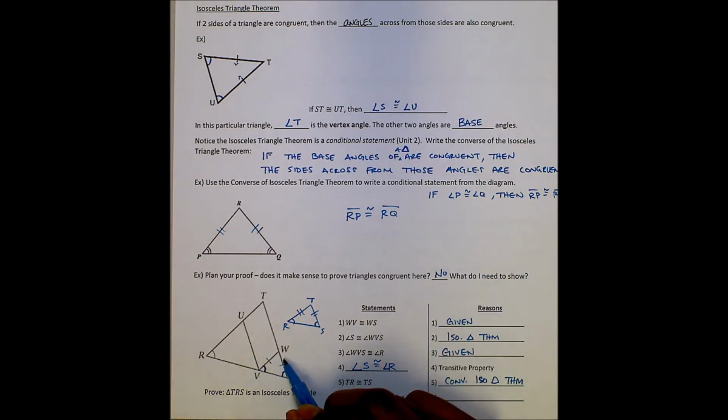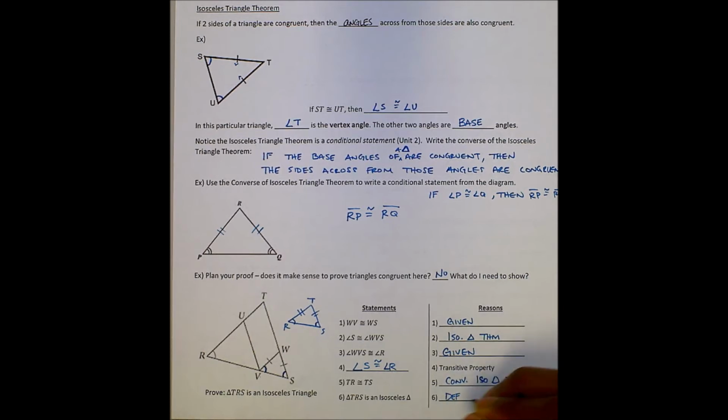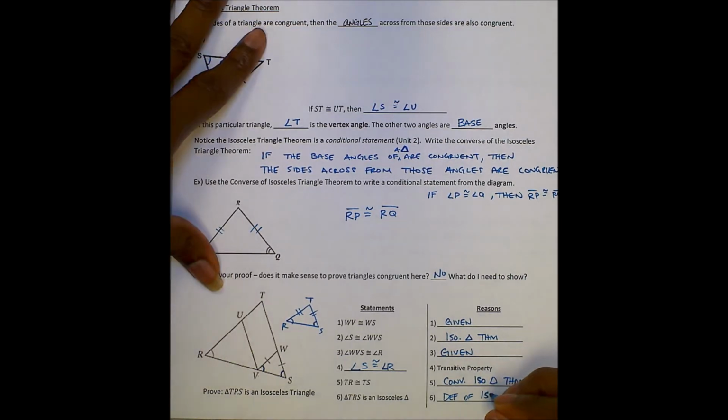The isosceles triangle theorem says if we know the sides, then we know the base angles are the same. The converse says if we know the base angles, then we know the sides are the same. And so now we can say triangle TRS is an isosceles triangle based off of the definition of an isosceles triangle, because we know an isosceles triangle has exactly two sides the same. And so we just proved that that was the case.